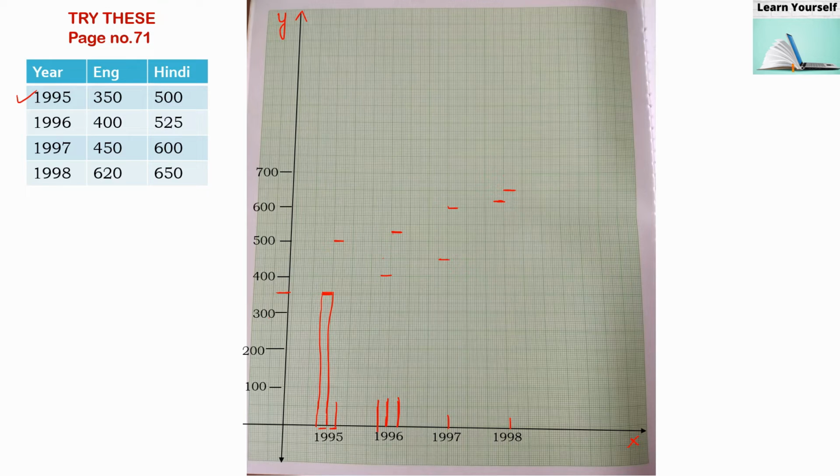How have I taken this line? 5 columns horizontally I have taken. So if this is a line for 1998, then here I have taken 5 columns towards this side and 5 columns towards this side. This side is going to be for English, and this side is going to be for Hindi. That is how I am going to draw a bar graph.